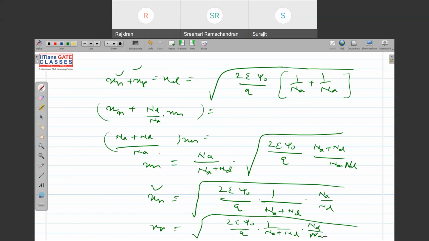So these are the long formulas. You just don't mug up blindly, but have an understanding that depletion width depends upon the doping. The higher the doping, the lower the depletion width. Because to generate the same amount of electric field, I need to uncover only a small distance. Since the doping is more, if I cover a little distance, I'll get more charges.